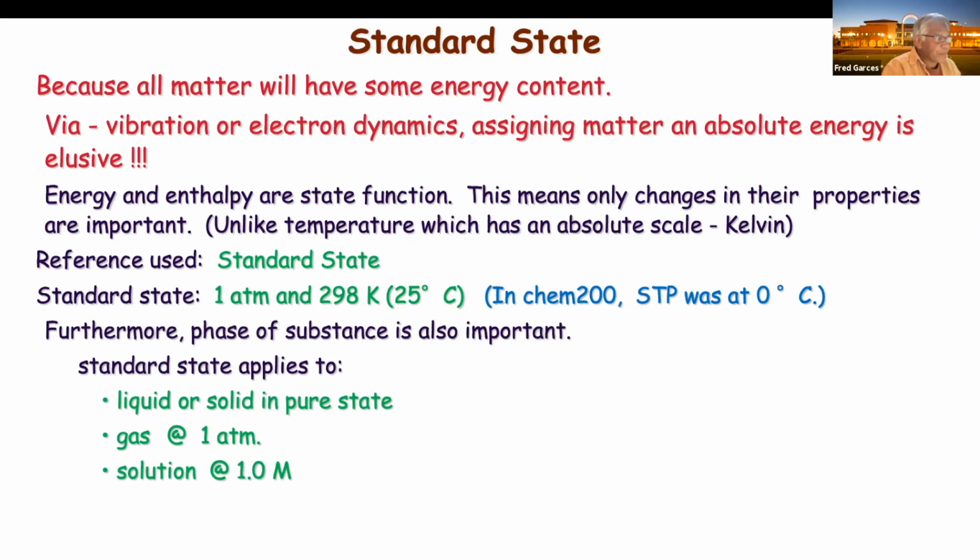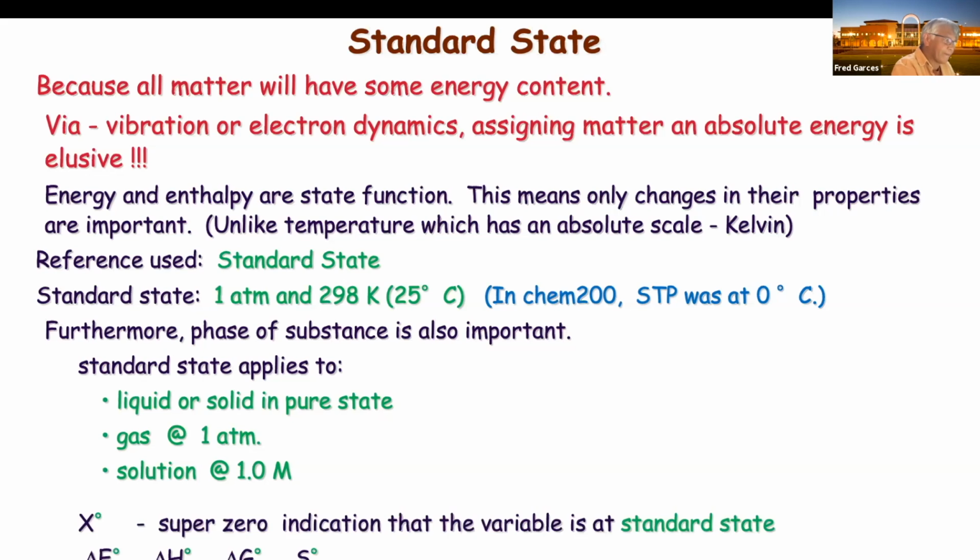So the other thing that we need to remember is that the chemical has to be pure. Like water is not pure. It's got hydrogen and oxygen. What I mean by pure is like pure helium, pure oxygen, O2, pure carbon, graphite. Chemical has to be pure. It's got to be liquid or solid in its pure state. If it's a gas, it's got to exist at 1 atmosphere. If it's a solution, it's 1.0 molar. Okay, so that's how we define standard state.